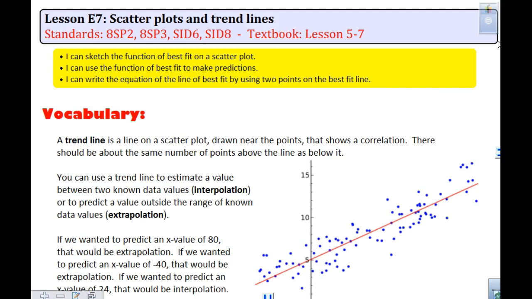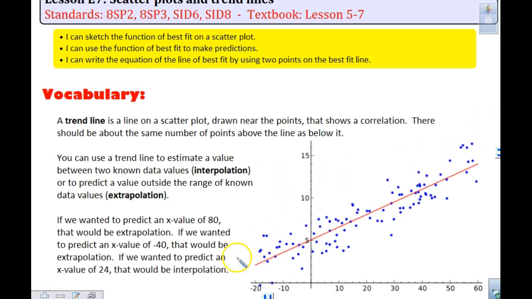So our vocabulary says a trend line is a line on a scatter plot that is drawn near the points and shows a correlation. There should be about the same number of points above and below. So when you look at this, this does not have to be the only line. And so the answers for many of you on this part can be different from the person you're sitting next to, or if you're working with someone on something, or even from the answer in the back, is that it does not have to be exactly the same because it is your interpretation of like half the points above and below.